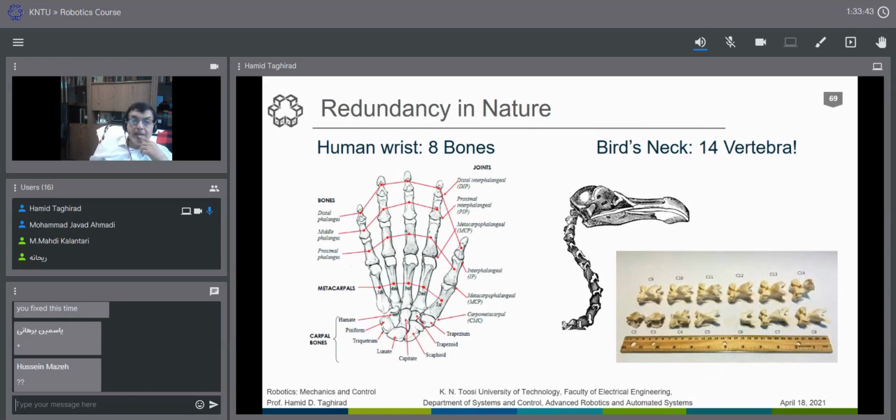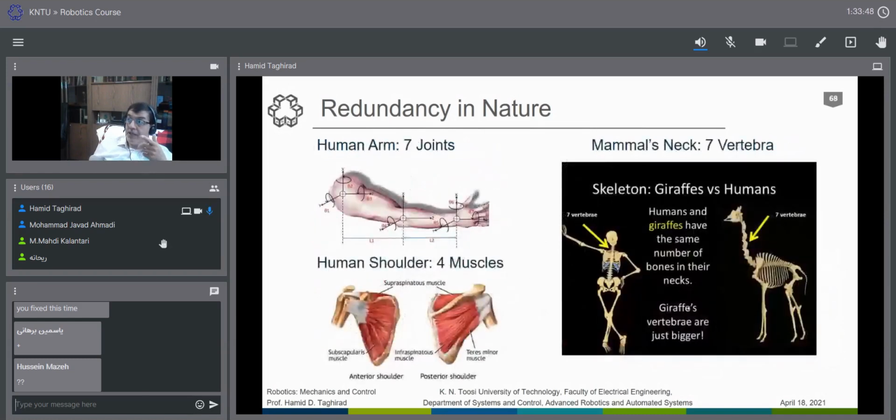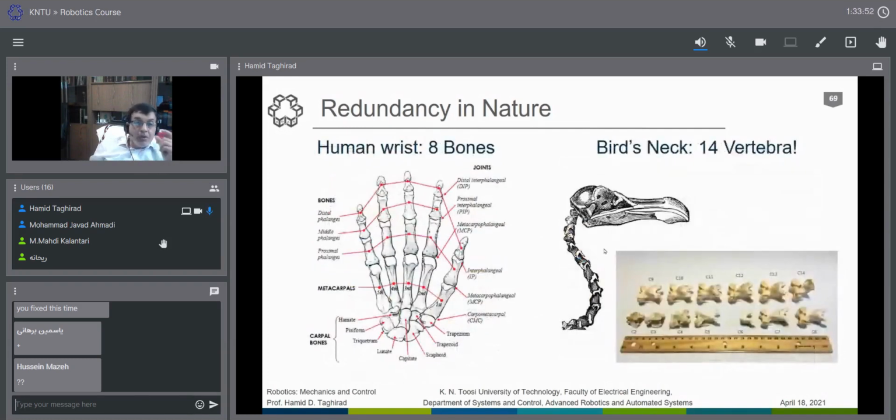Can anybody answer that? Even a giraffe has 7 vertebrae. Why? What about a bird? A small bird has 14 vertebrae in the neck. Why?